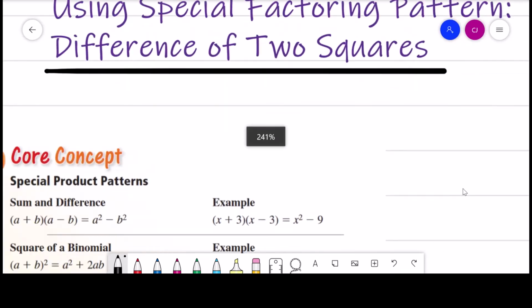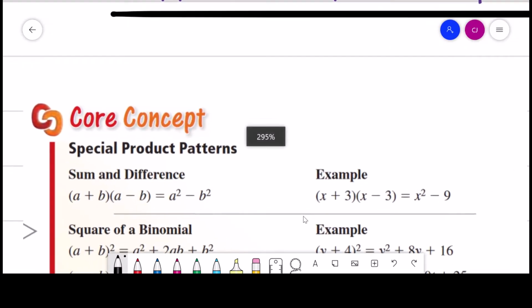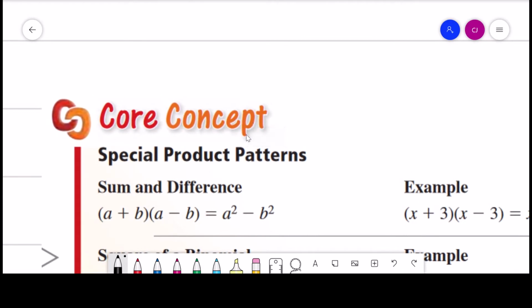The difference of two squares factoring pattern is a bit of a variation of the special product pattern, the sum and difference. It's just switched around. So you have a squared minus b squared in the front, and it's going to be equal to a plus b times a minus b. I'm going to show you step by step, and I just wanted to show you where it comes from.